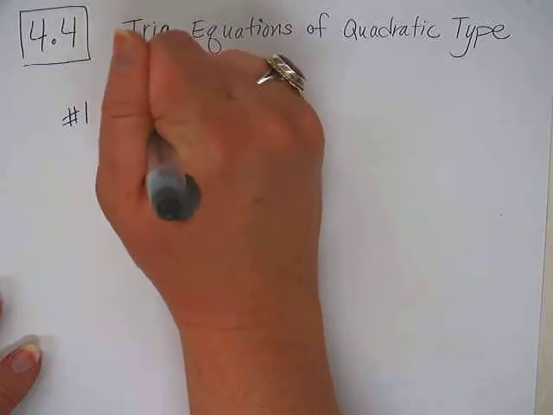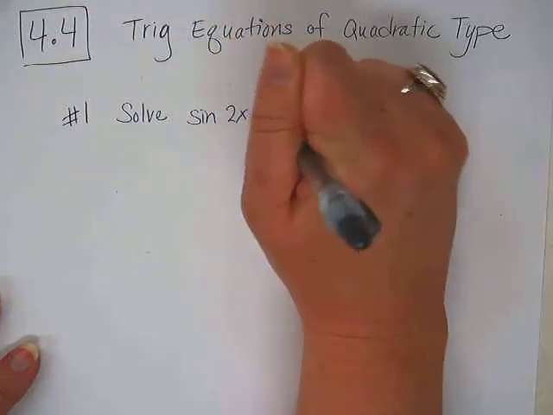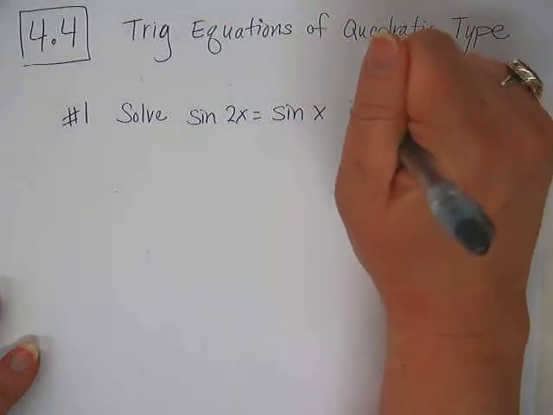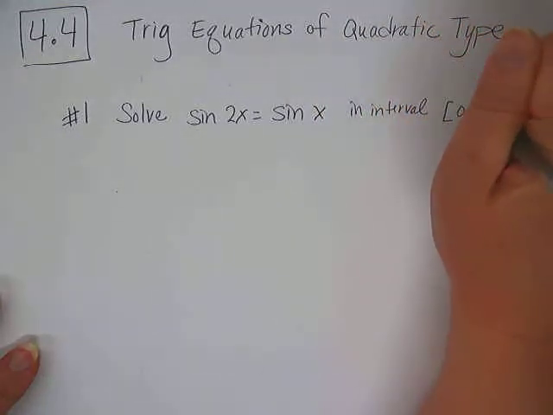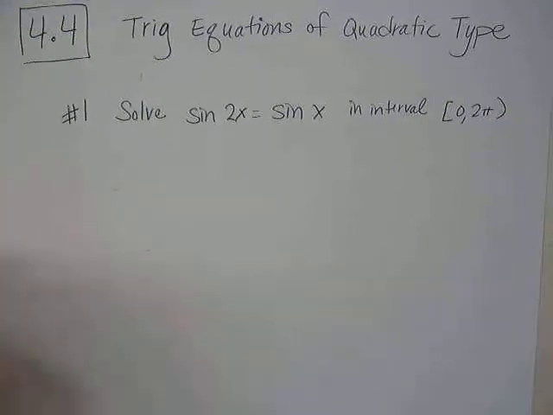Okay, solve sine 2x equals sine x in the interval from 0 to 2 pi. So are we giving infinite answers? No, we're just doing just the answers from 0 to 2 pi.